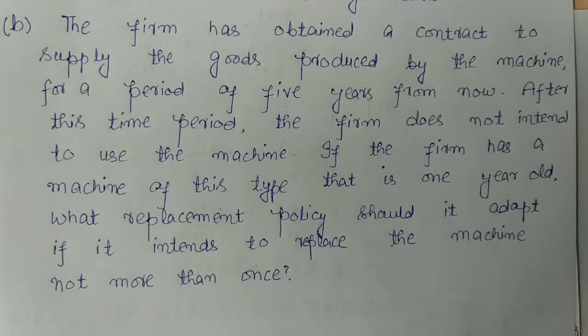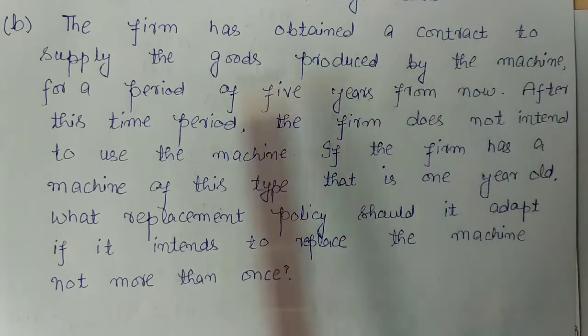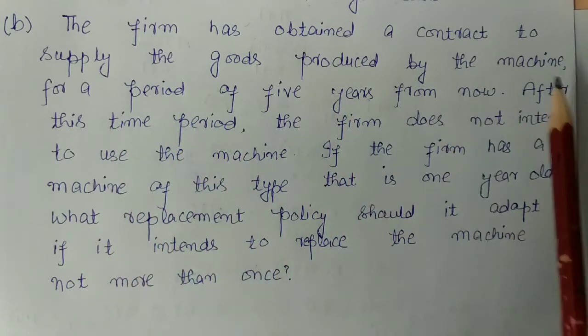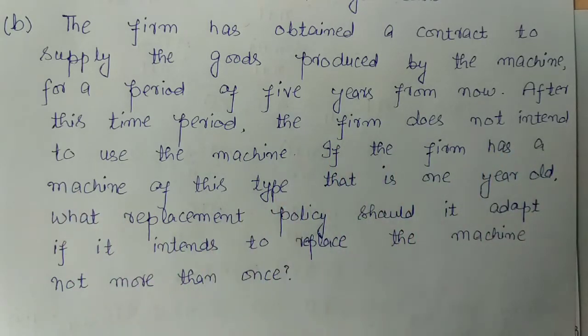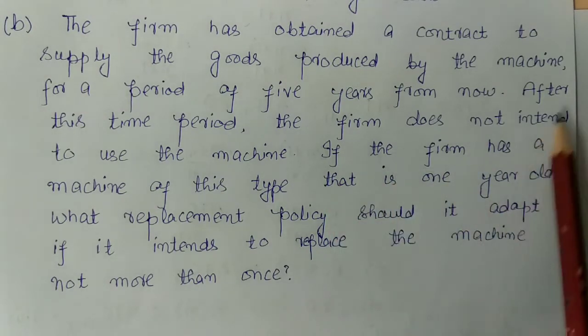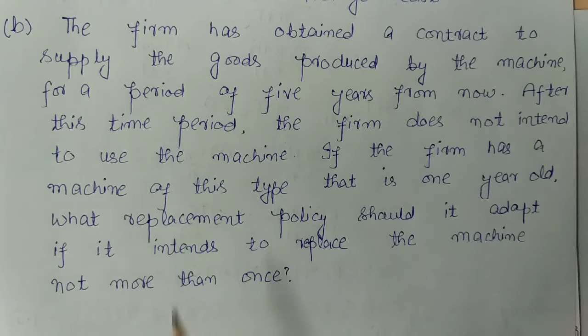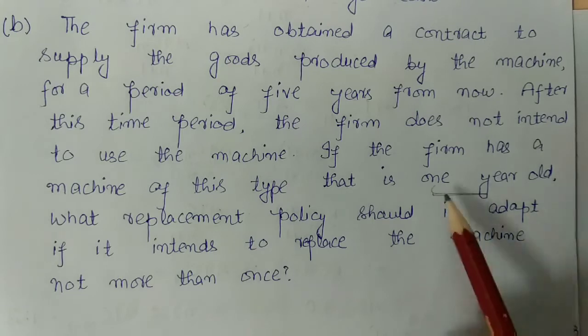Now the second part: the firm has obtained a contract to supply the goods produced by the machine for a period of 5 years. After this time period, the firm does not intend to use the machine. Now it is given that the machine will operate for 5 years, so we have to calculate the replacement policy for 5 years. If the firm has a machine of this type that is 1 year old, now the given machine is 1 year old. This point is worth remembering.